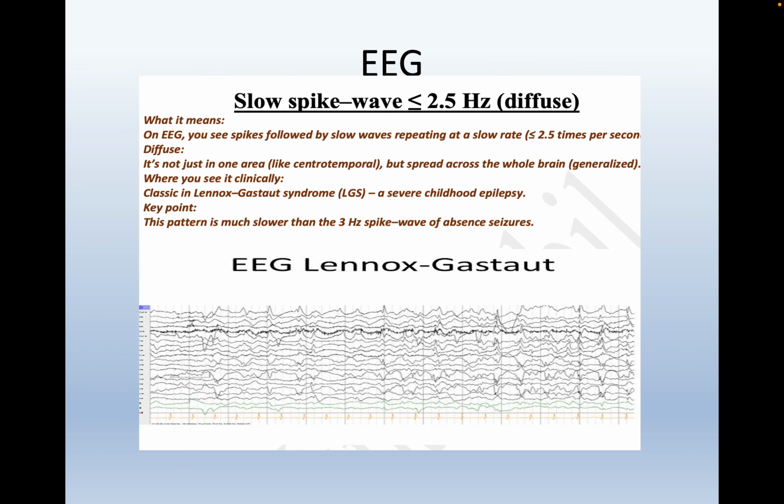Okay, if we look at the EEG, you can find a slow spike wave of less than 2.5 hertz, which is diffuse. On EEG, it is a spike followed by a slow wave repeating at a slow rate, less than 2.5 times per second. And slowly, what does it mean? It means fewer than 2.5 waves in one second.